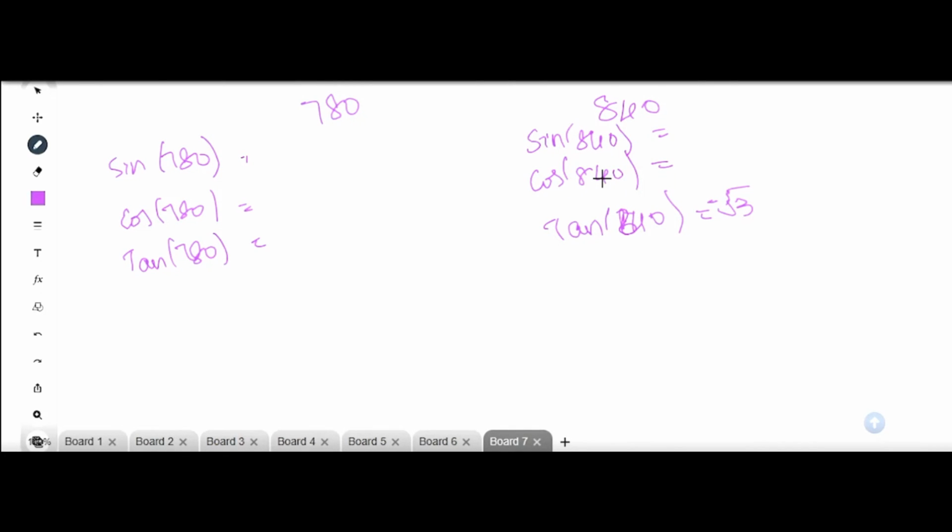Okay. Now solve for 19 pi by 3. Okay, so 19 pi by 3 would come out to 6.3333 something. So 19 pi by 3 minus 6 pi would give you pi over 3, right? Yeah. So pi over 3, sine of pi over 3 is root 3 over 2, cos of pi over 3 is 1 over 2, and tangent of pi over 3 is root 3.